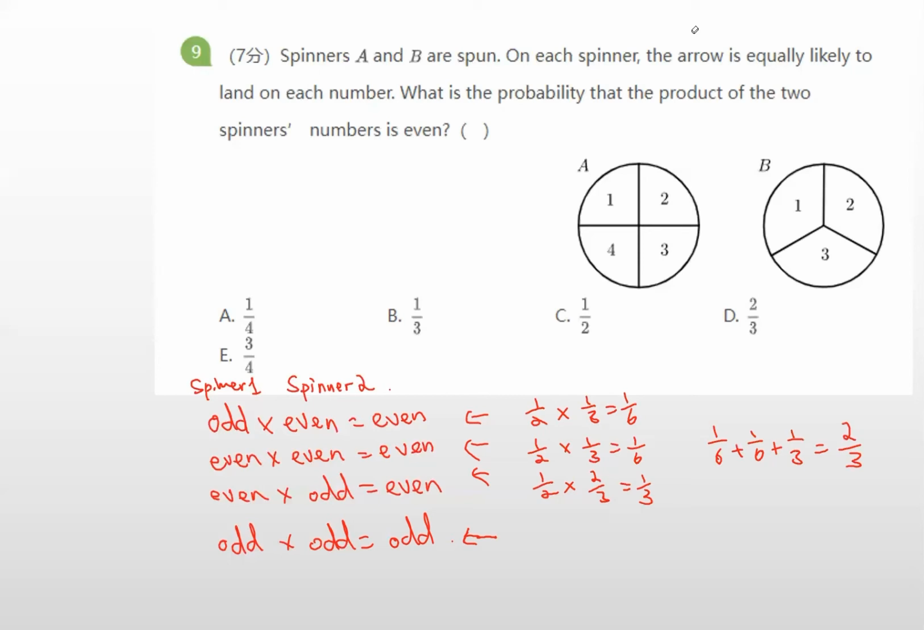A quicker method is, because we know there's only one possibility for odd, we can just work out odd. So the odd here is just a half times two thirds, which is a third. So that's the probability for odd. And therefore for even, it's just the total probability, one, take away the probability of odd, equals even. So that's the probability, okay?